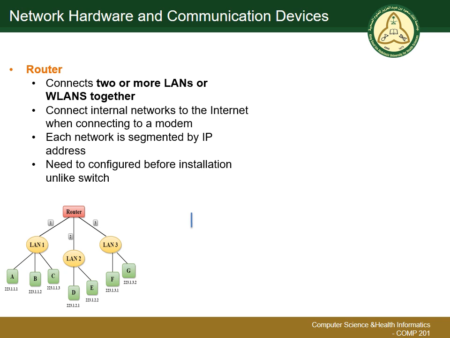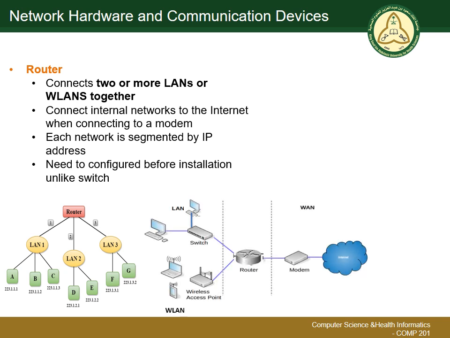So the router connects 2 or more local area networks or wireless local area networks together. It connects our internal networks to the internet when connected to a modem. Each network is segmented by IP address. The router needs to be configured before installation, unlike a switch. As you see, this is the router, and we have different local area networks connected together via the router. If we connect this to a modem, that means we can connect to the outside world.